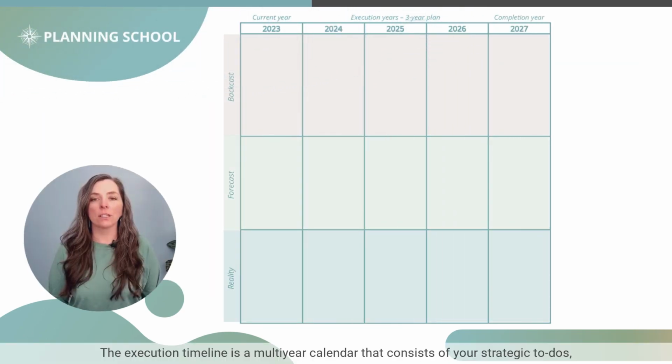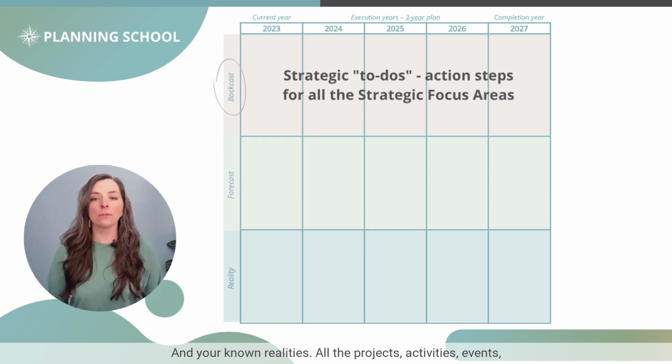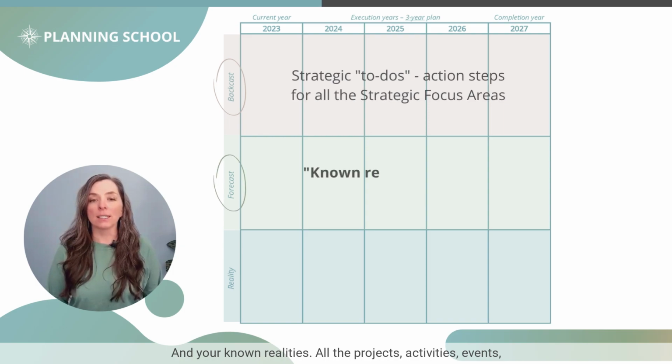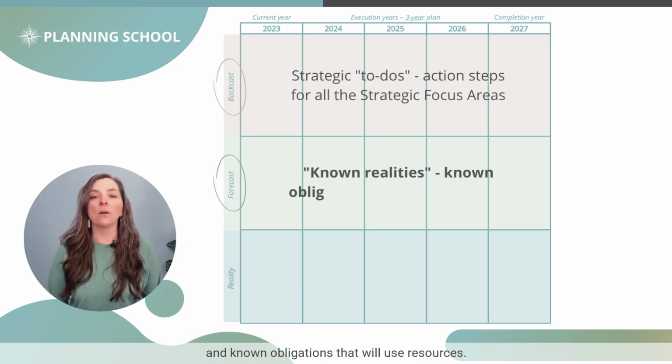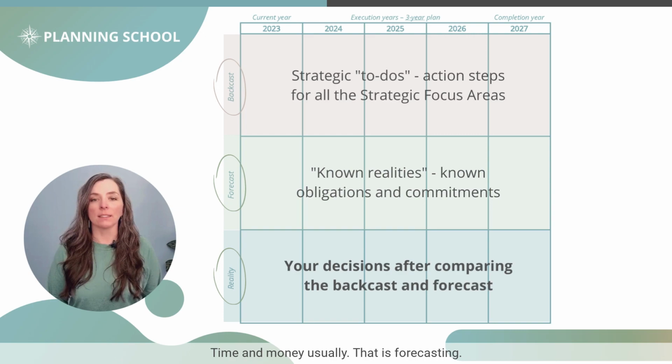The execution timeline is a multi-year calendar that consists of your strategic to-dos, all the action steps to reach your strategic focus area goals, which are backcasted, and your known realities, all the projects, activities, events, and known obligations that will use resources, time and money usually. That is forecasted.